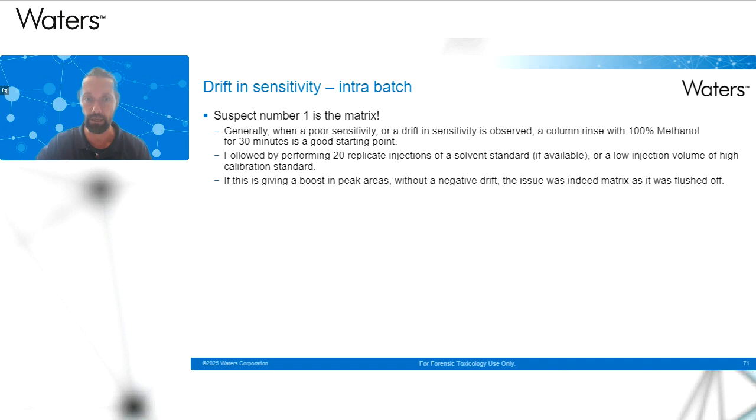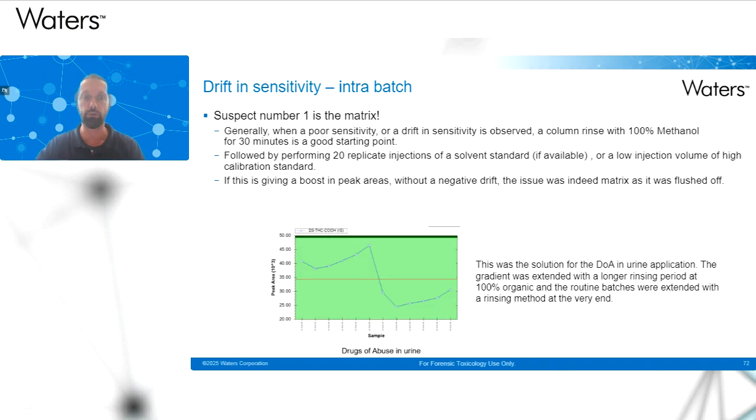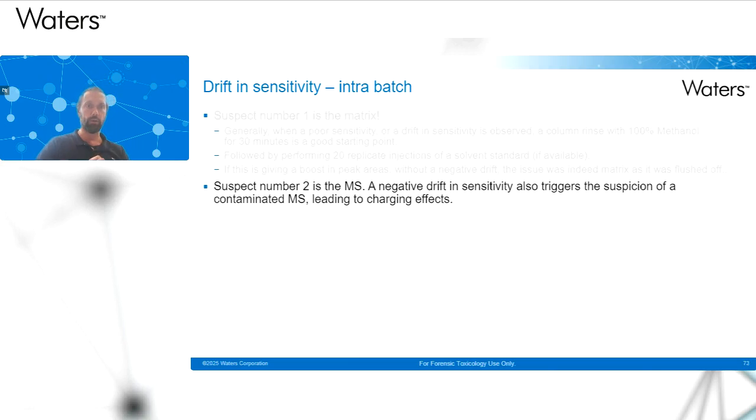And that was the case in the example of the drugs of abuse in urine. So we solved this issue by including a high organic stage in the gradient and the addition of this flush method at the very end of the sequence. After we made those changes, this method was running a lot more sensitive and robust as well. But there could be something else going on, and that is an effect that can be observed in the MS, what we call a charging effect.